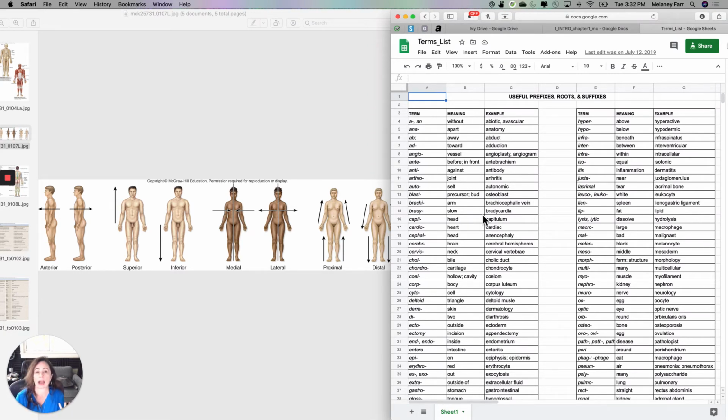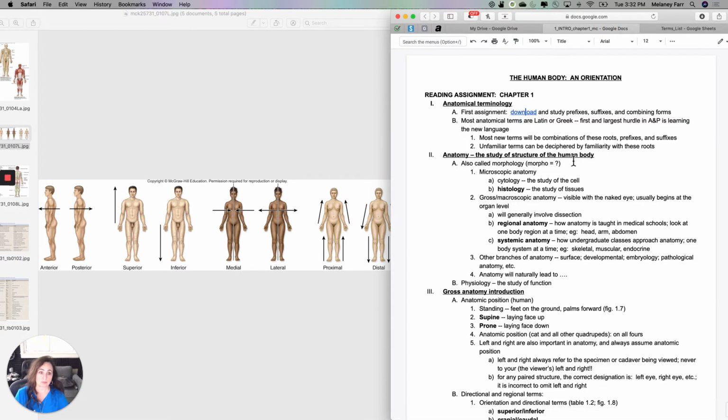So I will throw unfamiliar terms made of familiar roots at you and ask you to see if you can figure out what the terms might mean. Okay, so that'll be in one of your first quizzes. You're going to start to get comfortable with the terminology of anatomy in this whole first set of notes, and that's only part of it.